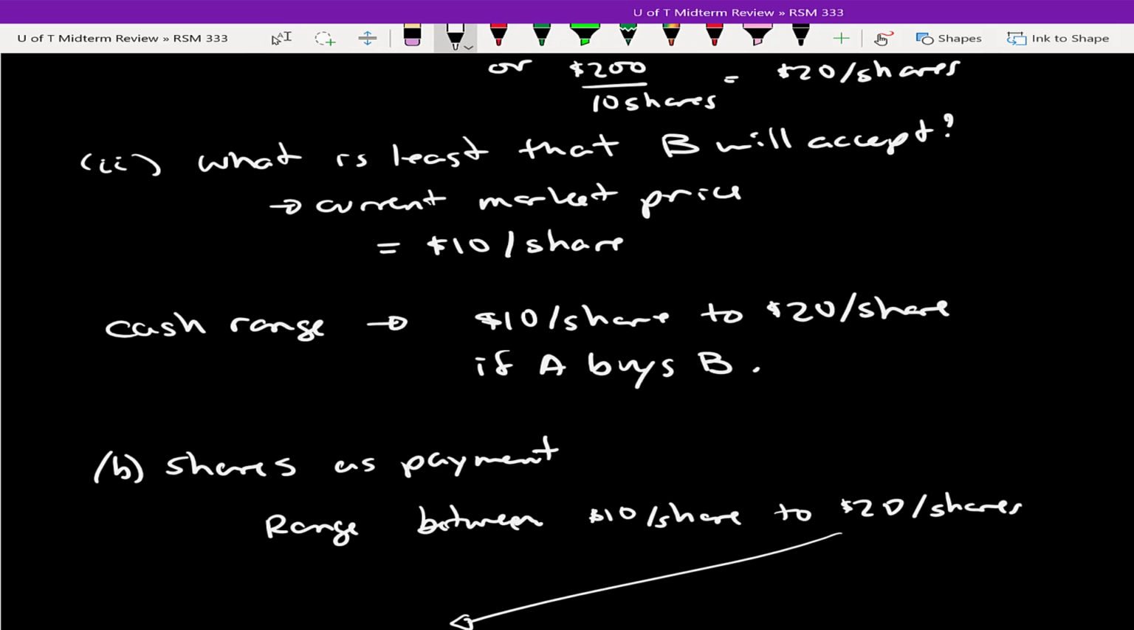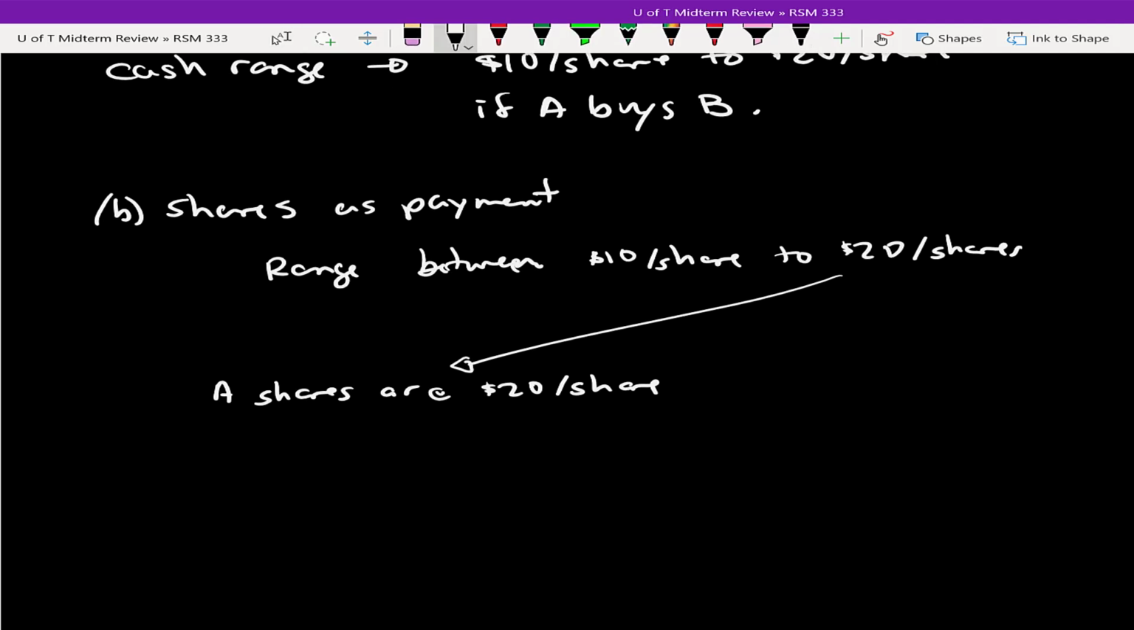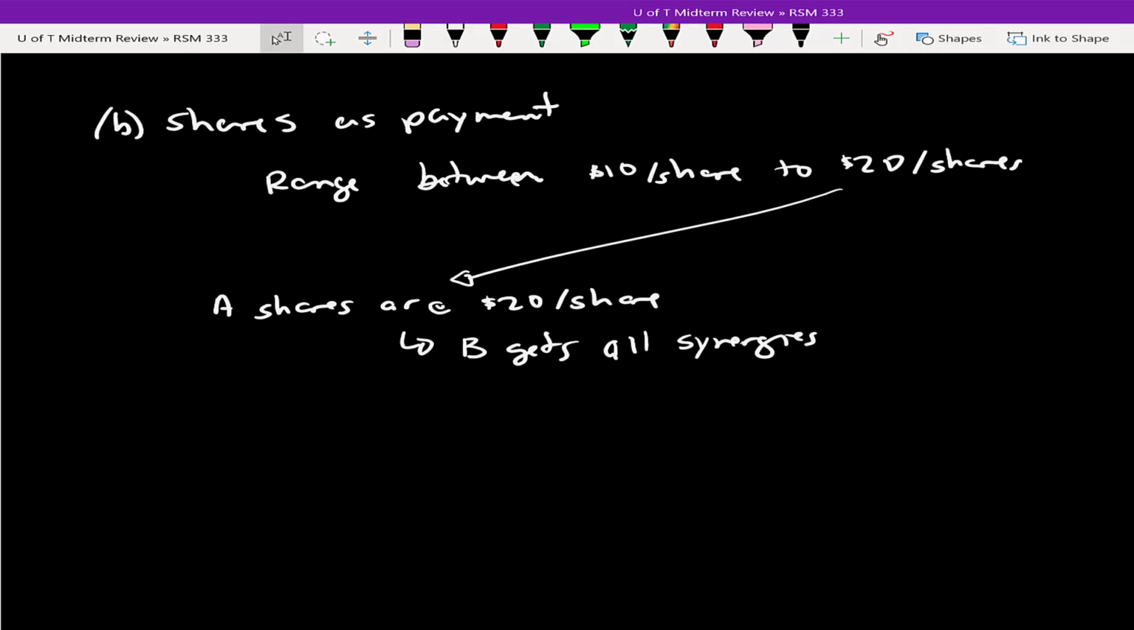But if they're paying the maximum, then another way of saying it is that B gets all the synergies. So A is sort of breaking even on this whole transaction. But that's fine. They're willing to pay it. It's a break even, but it's still possible for the transaction to occur. So how much is the share ratio? If A shares are worth $20 a share, and they're giving all the synergies to B, and you want to pay them $20, that's what the synergy transaction would mean.